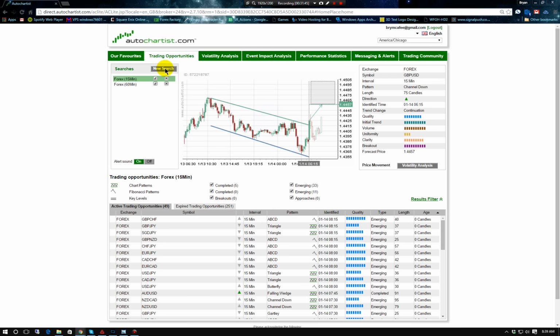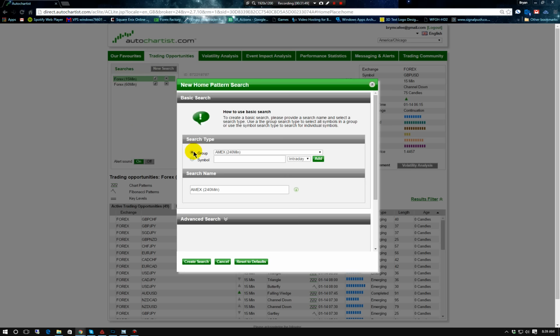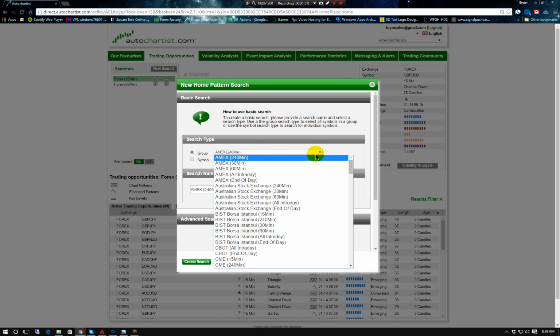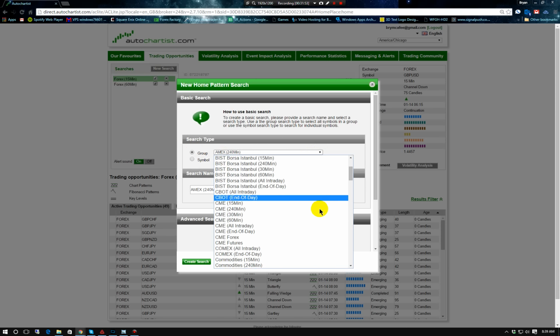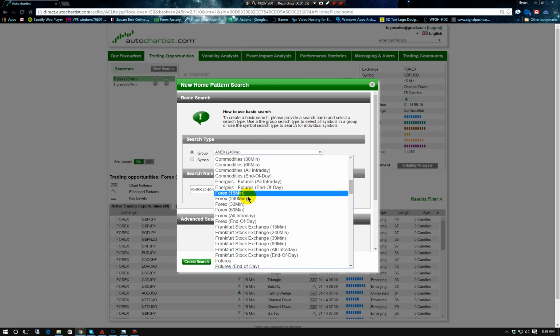You can create new searches. I forgot to mention that, so let's go into that. You just click new search. It lets you create searches based off of anything in here. So for Forex, you can create 15-minute, 4-hour, 30-minute, 60-day, intraday, and if you're an end-of-day trader, because I know a lot of people do binary options end-of-day, it has Forex end-of-day. So it can give you ideas there. Again, these are just, for me, just ideas. It does a great job of giving you ideas.